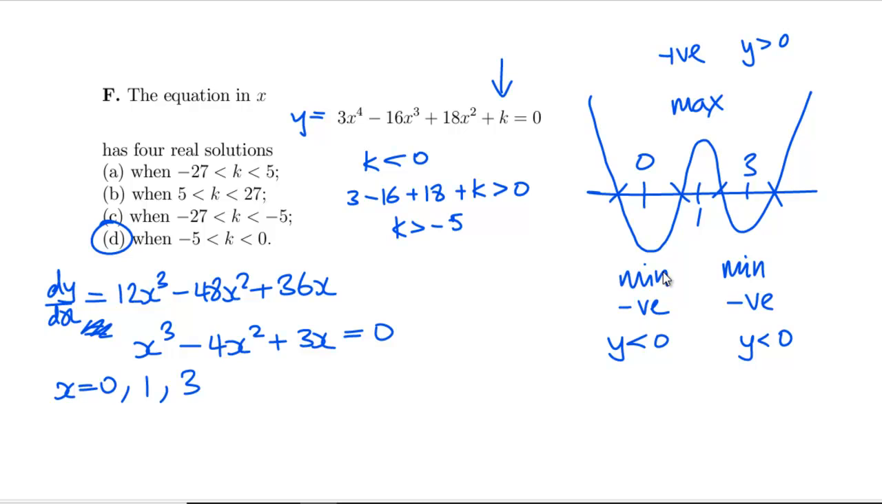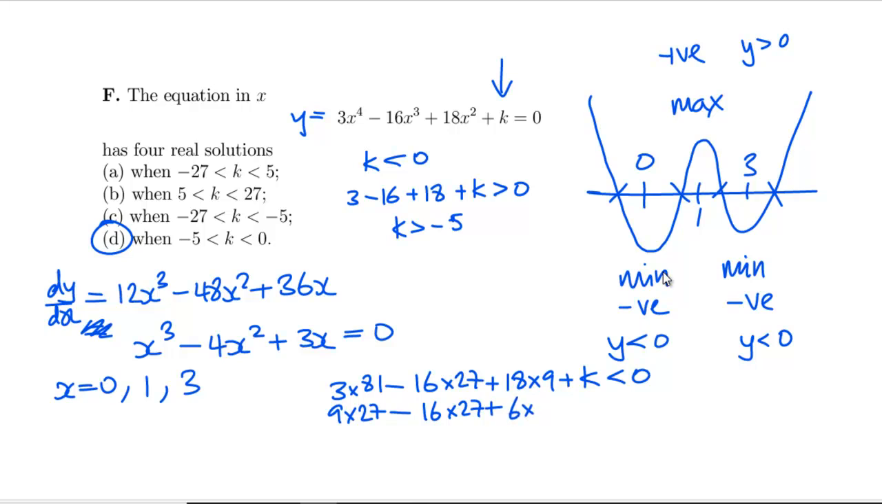Let's try with the 3 anyway. So let's put that in. So we're going to have 3 times 81 minus 16 times 27 plus 18 times 9 plus k has got to be less than 0. I'm assuming this is coming out at 27. I wonder if that's going to help us in our working out of all of this. Yeah, it might do. Okay, let's try and get 27 as a factor. So that would be 9 times 27 minus 16 times 27 plus 6 times 27 plus k is less than 0.